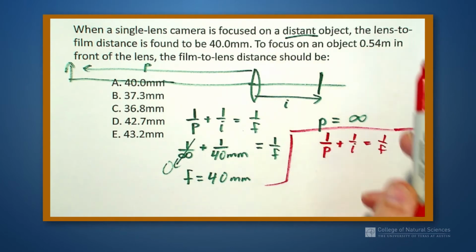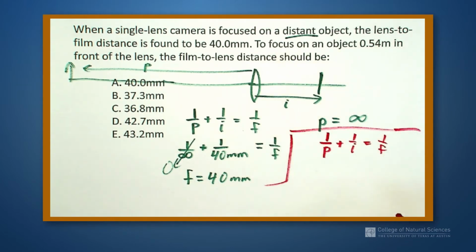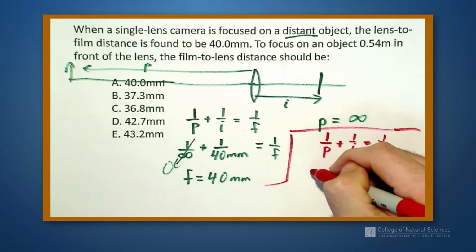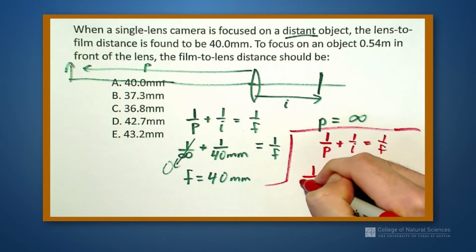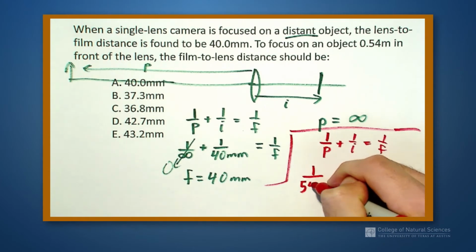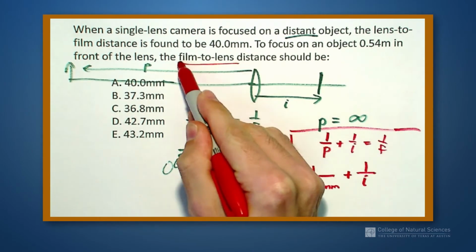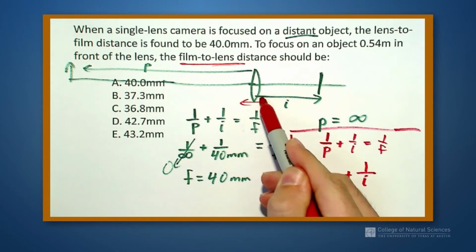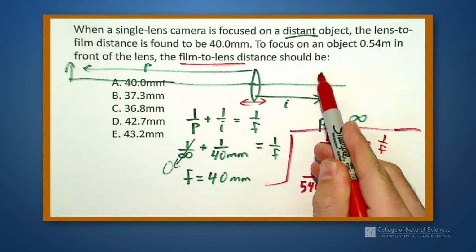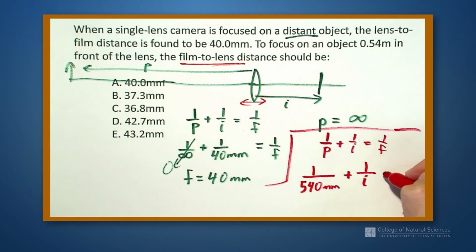It says that we're focusing on an object that's 0.54 meters away. So p is 540 millimeters away. My image distance is what I'm looking for. I'm looking for the film to lens distance. So I have the ability with a camera to move this lens back and forth. So where do I essentially put the screen? And what I get is I still have the same lens, so I still have the same 40 millimeter lens.